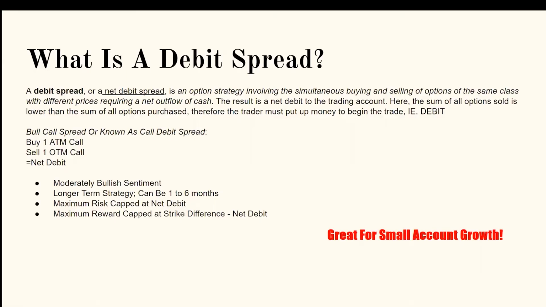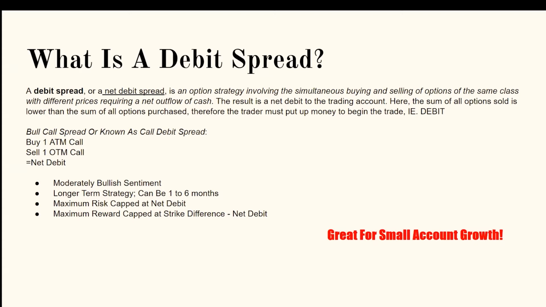Today we're going to be talking about debit spreads. A debit spread is a directional trade, so it can either be bullish or bearish. It is an option strategy involving the simultaneous buying and selling of an option of the same class with different prices, requiring a net outflow of cash, aka a debit.